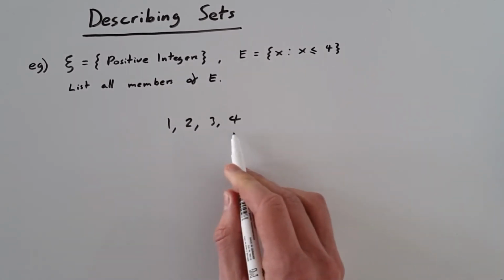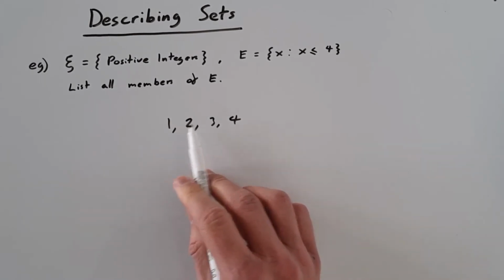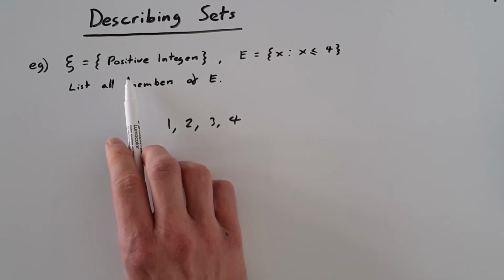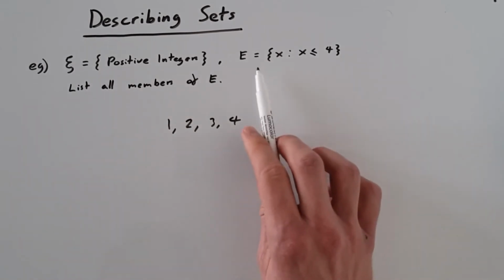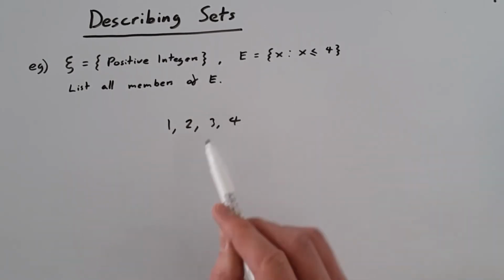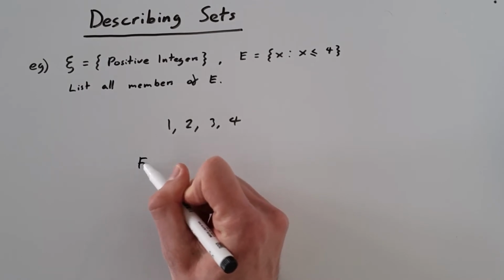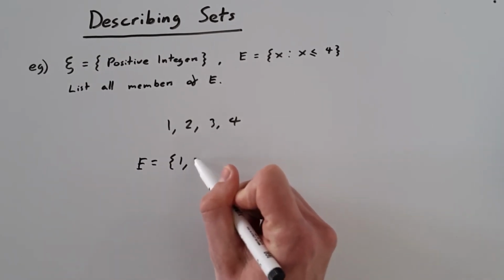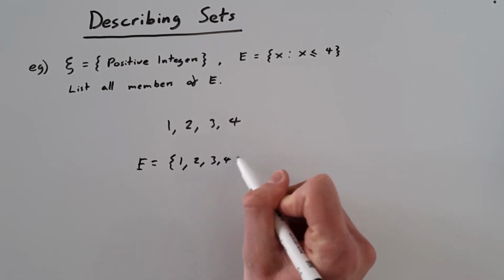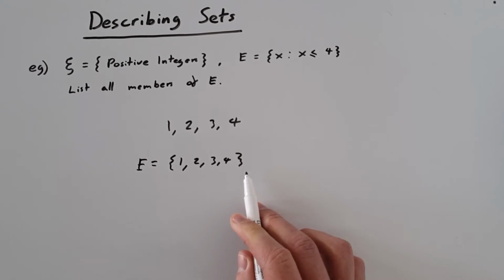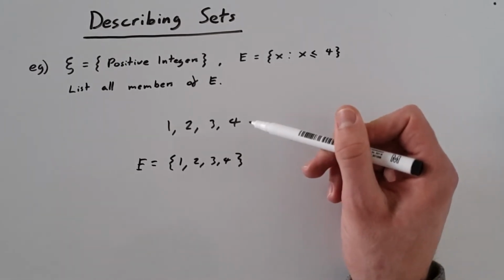And that's it. They are the only members of E, because any number below this will not be in our universal set. Any numbers higher than this will not satisfy our rule that we have in E. So another way we could have written E is, using set notation, we could have curly brackets, and we could have 1, 2, 3, and 4 in the curly brackets, just like that. But that's the answer to that question.